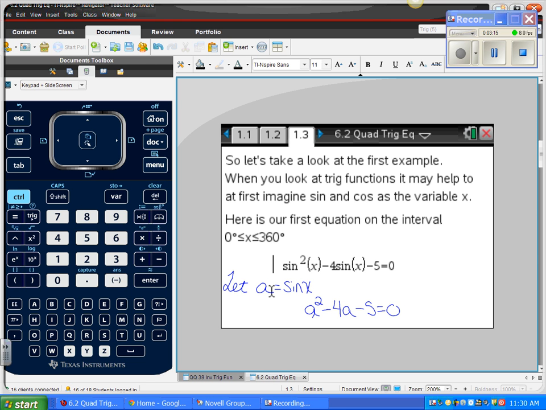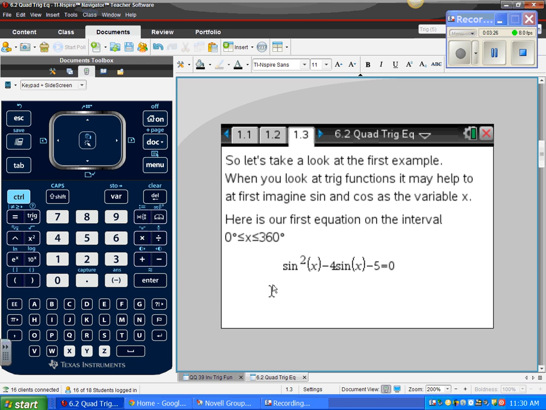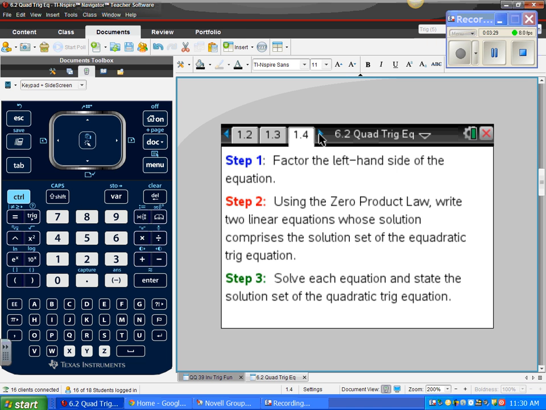Okay. I'm going to go to the next page. We're on the interval from 0 to 360 degrees. So that's what we're solving on that interval, just so you know before I turn the page. All right, so here's my steps. Step 1. You're going to factor the left-hand side of the equation. Notice it says equation, not expression. It says that because it equals 0, right? Step 2 is to use the zero product law, so you take each factor and set it equal to 0. And then step 3 is to solve those linear trig equations, which we spent all day yesterday doing.